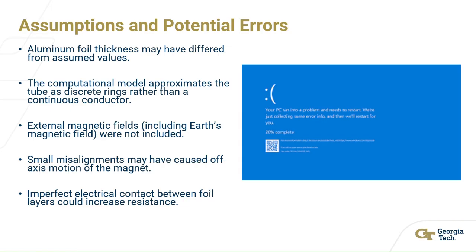It's possible that aluminum foil thickness was different from what we assumed it was. The computational model approximated the tube as discrete rings rather than a continuous conductor. External magnetic fields were not included, including the Earth's magnetic field. There may have been a small misalignment that may have caused off-axis motion of the magnet, and possible imperfect electrical contact between foil layers could have increased the resistance.